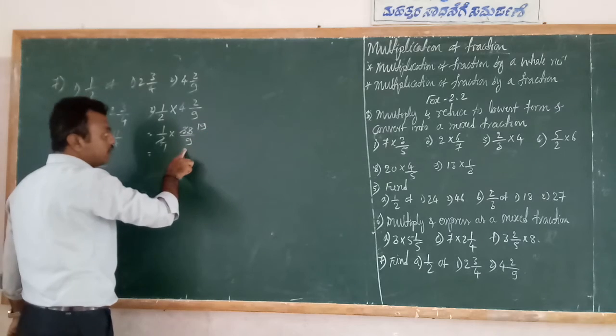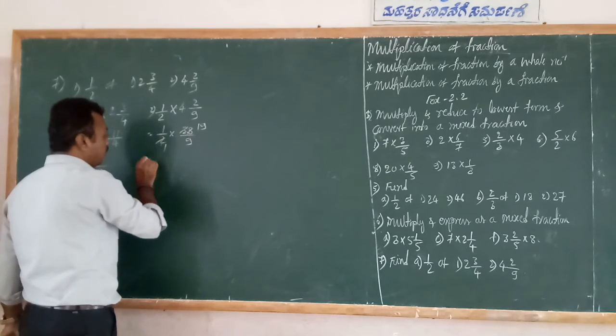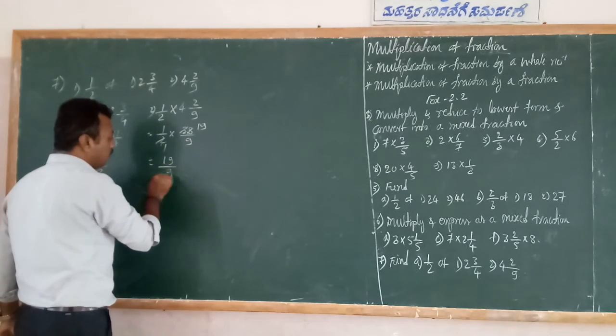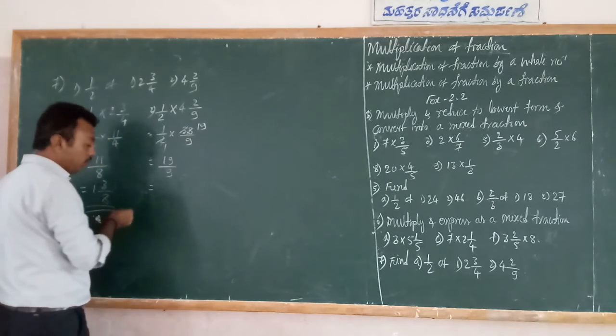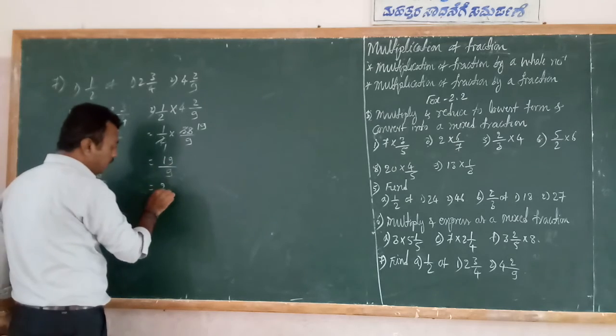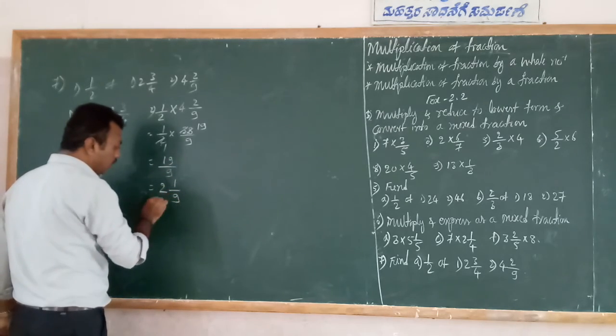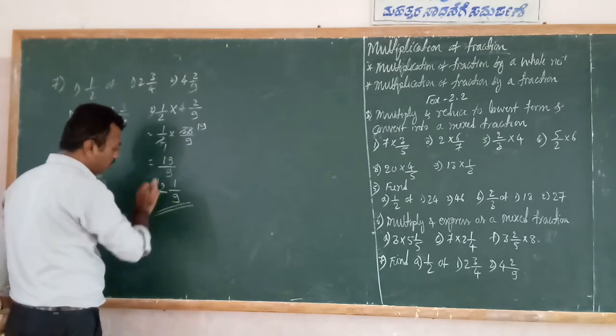So 19 by 9, and 9 is not going into 19. Therefore 19 ones are 19, 9 ones are 9. So therefore 19 by 9 you have to convert into a mixed fraction. 9 twos are 18. What is the remaining? 1 by 9. So 2 1 by 9. That's all. Did you understand?